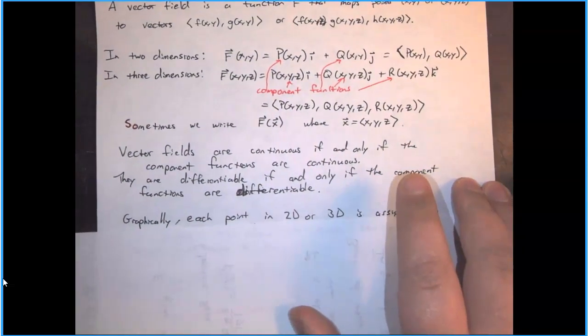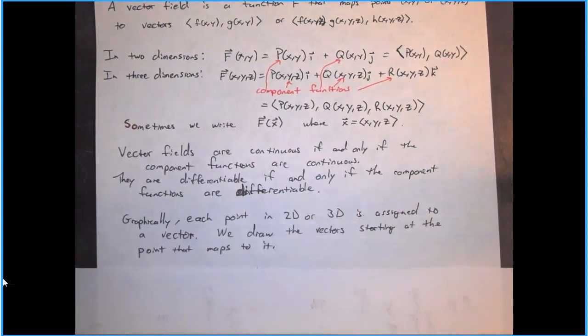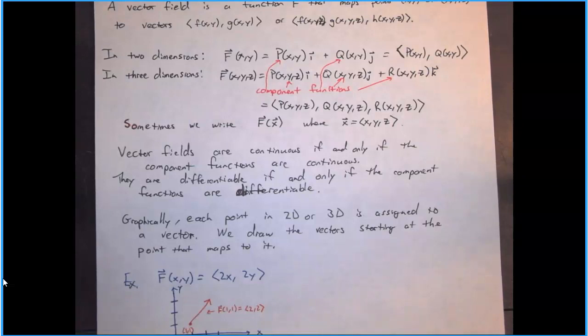Now, what do these things look like graphically? If we want to graph a vector field, then you take any point in the domain, and on top of that point, you draw a vector. So basically what you're seeing, let's look at an example while I explain this.